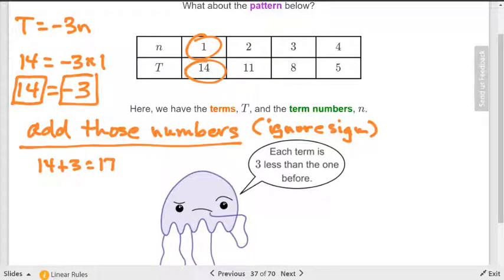Now look at it. Or if this was a positive number, then wouldn't we add those numbers?